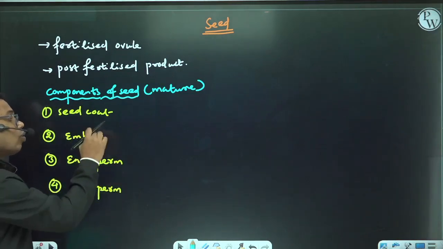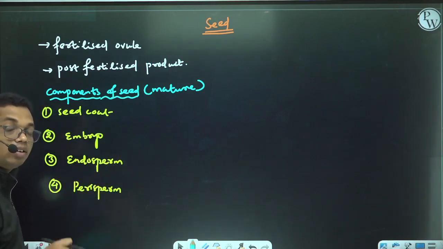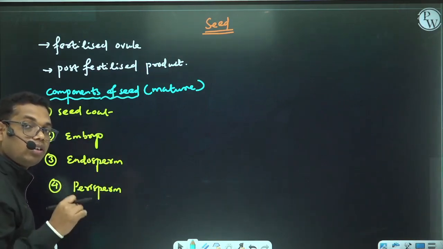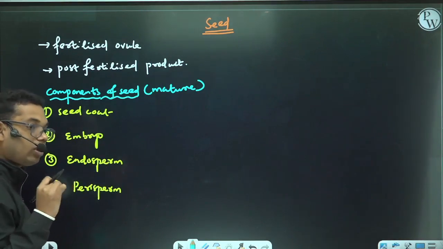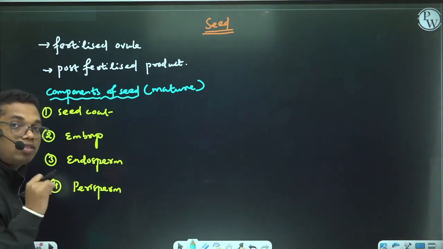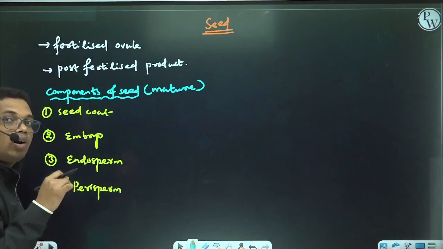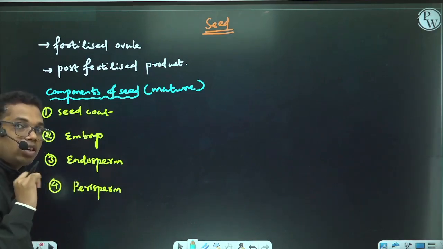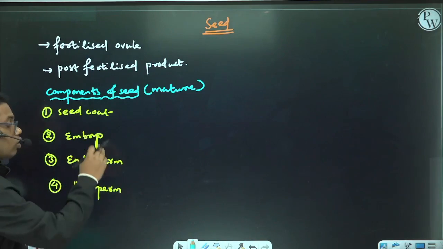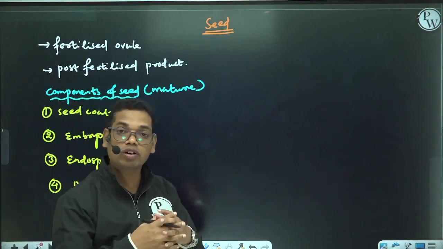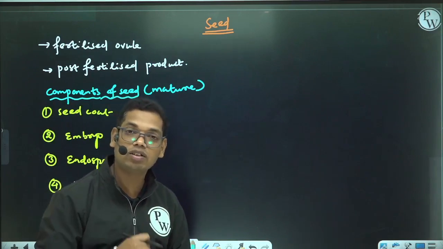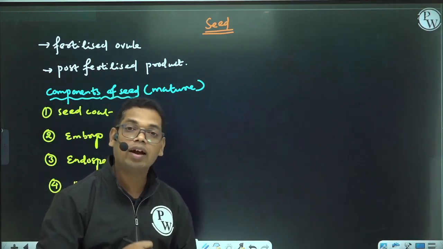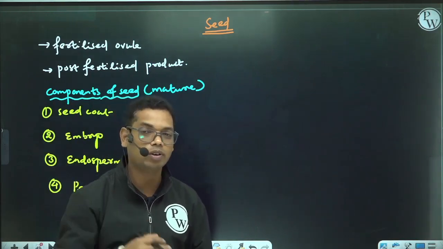Okay, and the seed coat may be single layered or double layered. Single layered in monocot, double layered in the dicot. The single layered seed coat in monocot is called testa. In dicot, the outer layer is called testa, and the inner layer is called tegmen. The seed coat covers and protects the embryo, but it leaves a space, and that space is the micropyle. Through the micropyle, gaseous exchange will take place.